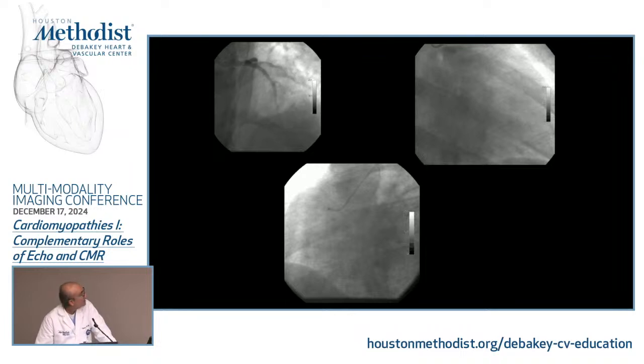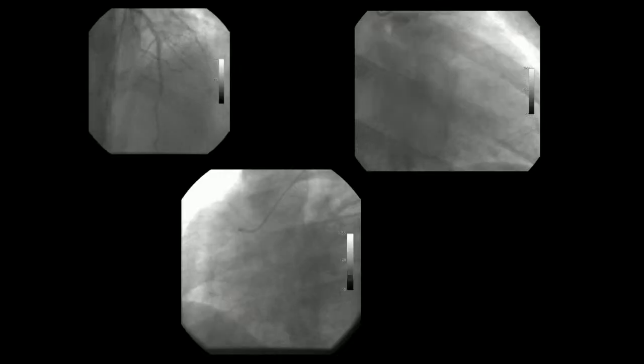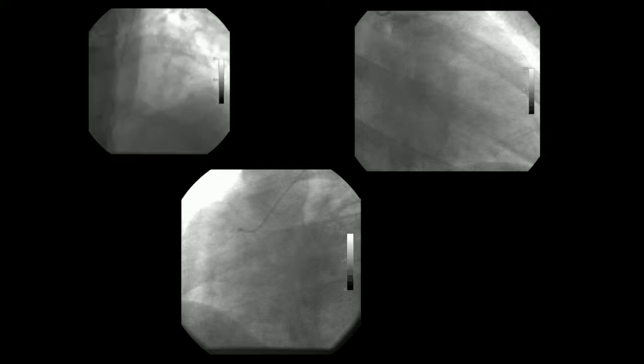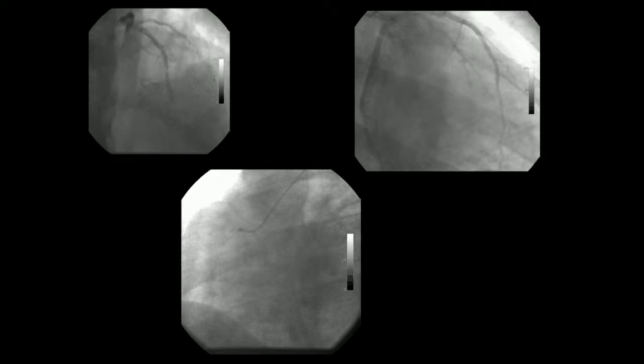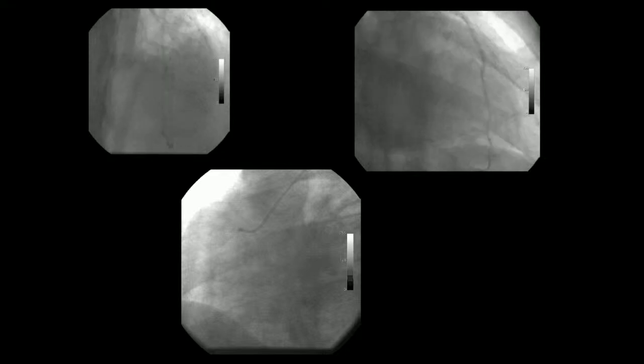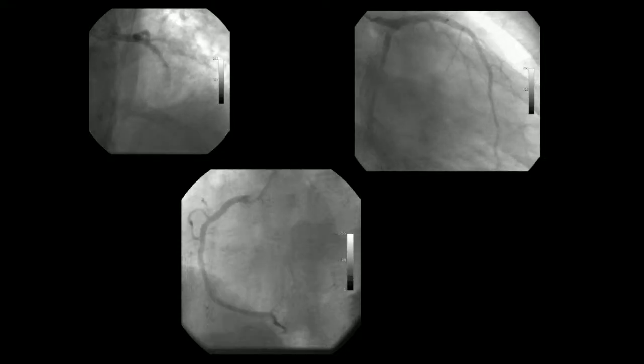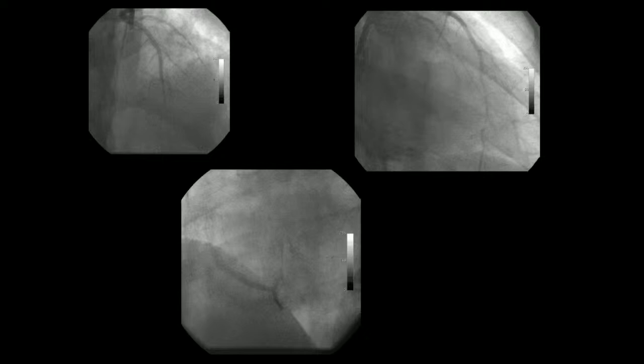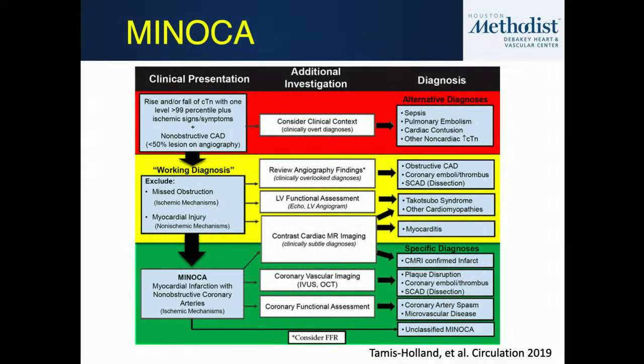and you'll notice, I don't know how well it projects with the lights on, but the LAD looks clear. There's no obstructive lesions in the RCA or in the circumflex. So this person is thought to have evidence of myocardial infarction or myocardial injury, but has non-obstructive coronary artery disease. So this is now a classic case of the MINOCA spectrum.